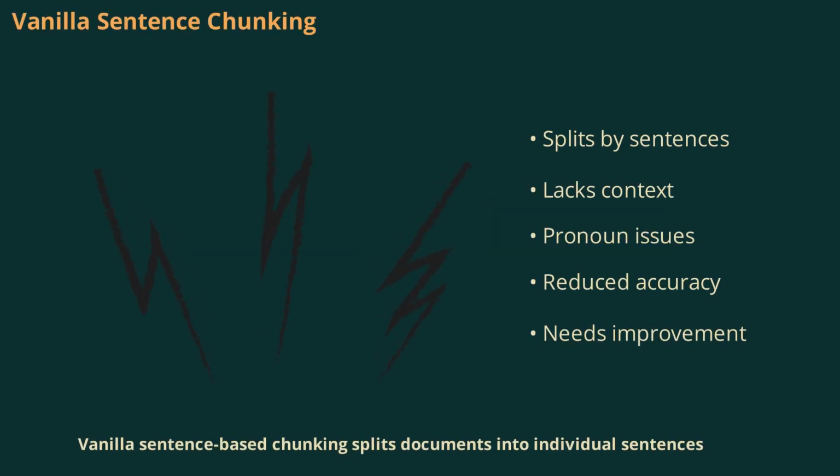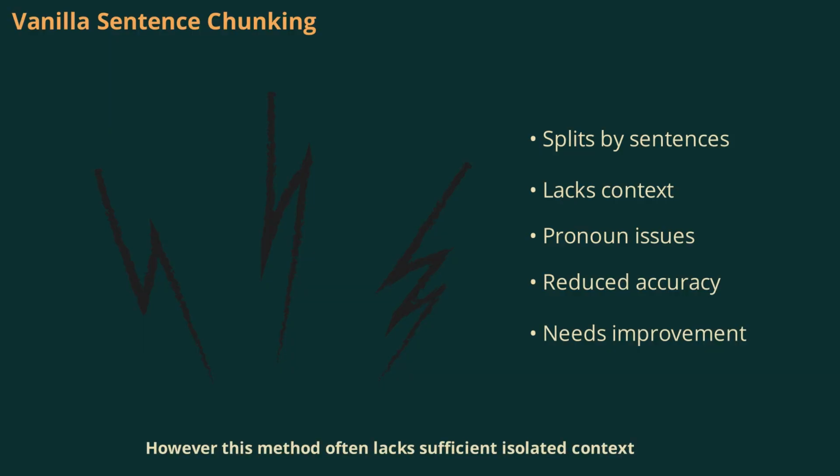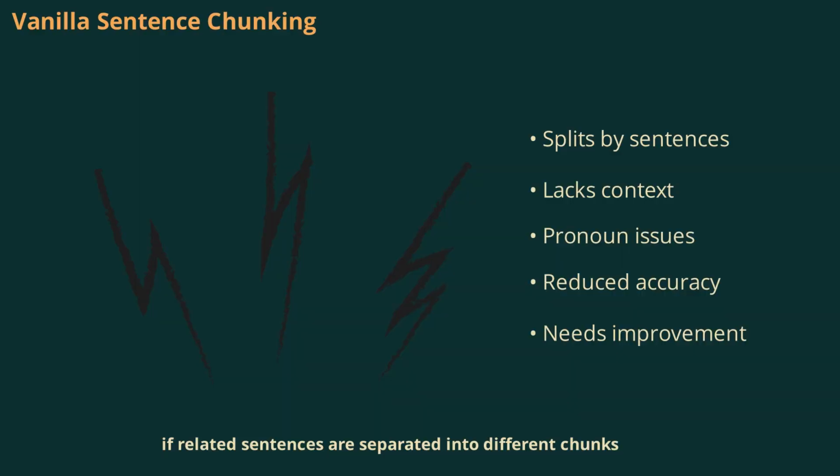Vanilla sentence-based chunking splits documents into individual sentences. However, this method often lacks sufficient isolated context. Pronouns and references can lose their meaning if related sentences are separated into different chunks. This limitation makes vanilla sentence chunking less effective for accurate retrieval and generation in RAG systems.